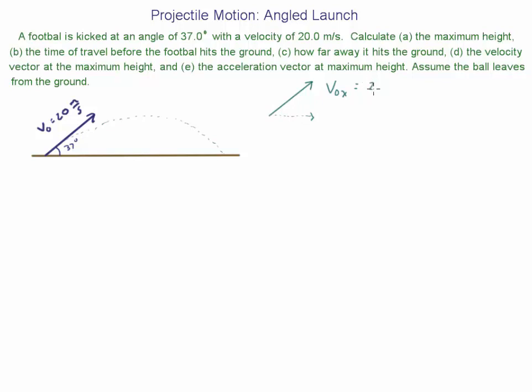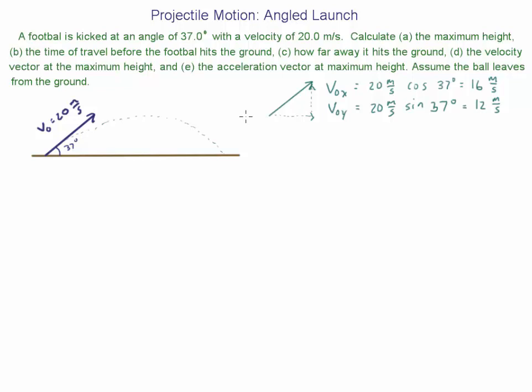So that's 20 meters per second times the cosine of 37 degrees, which is going to come out to 16 meters per second. V0y, which would be the vertical one, is 20 meters per second, but this time times the sine of 37. And that is going to be 12 meters per second.